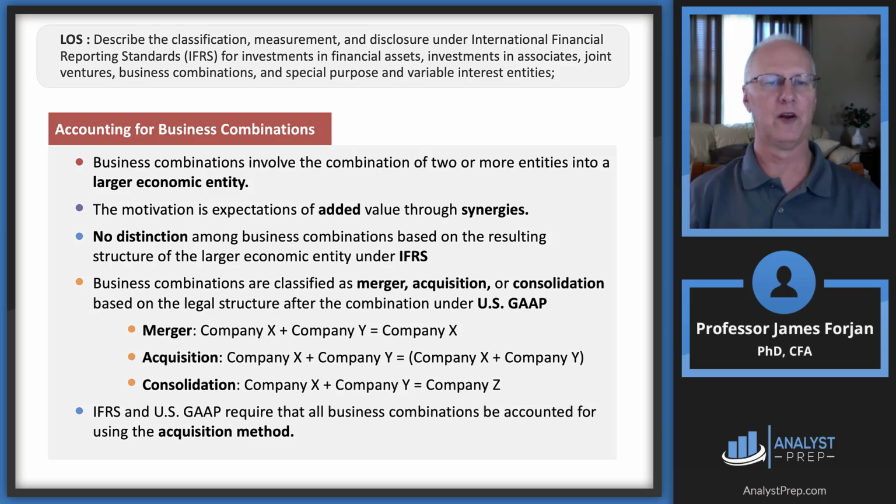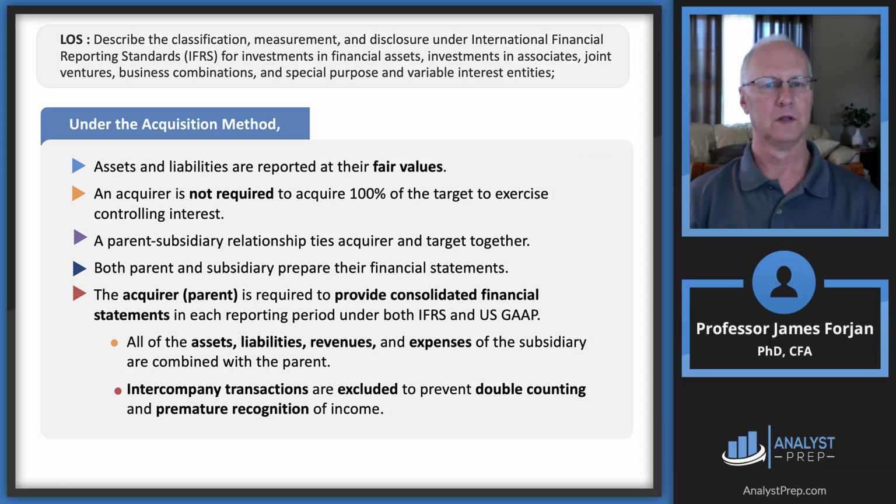Third circle point there, no distinction among business combinations. That's important. And at the bottom, we're going to use the acquisition method for both GAAP and IFRS. All right, a couple of details about this acquisition method. Assets and liabilities are reported at fair values. I mean, that makes perfect sense.